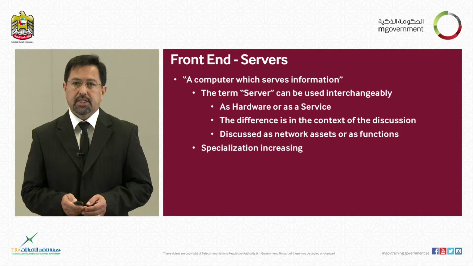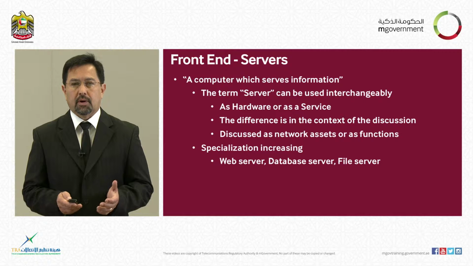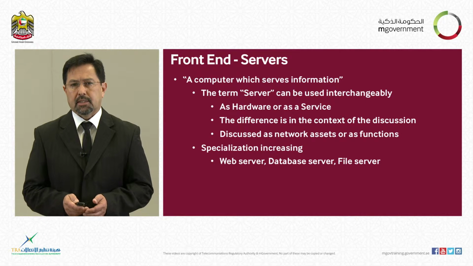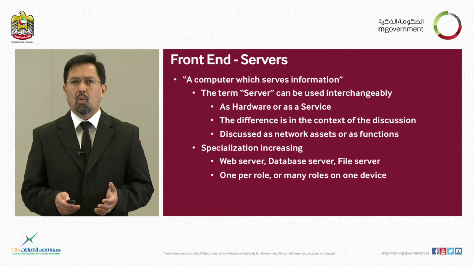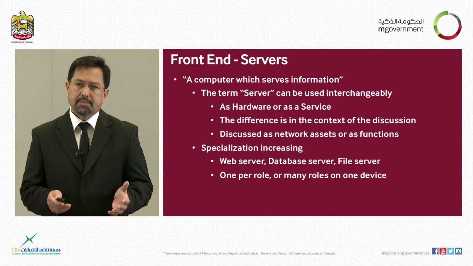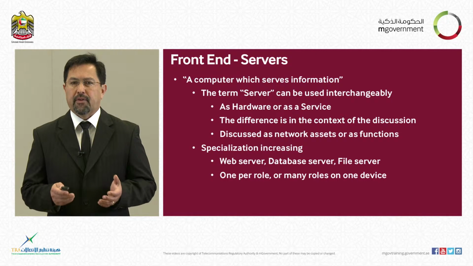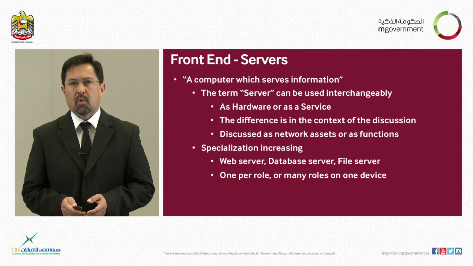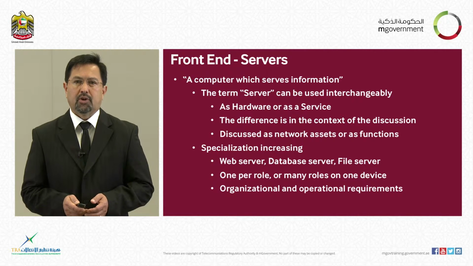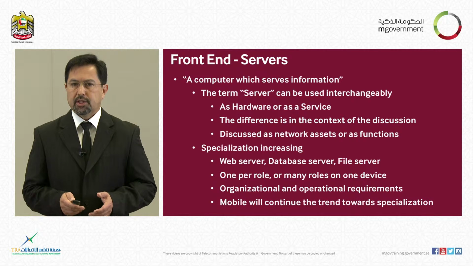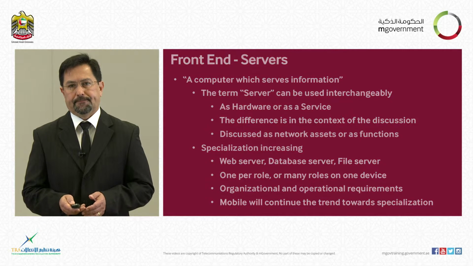Specialization is definitely increasing. Web servers, database servers, and file servers are the typical ones that we've seen over the past 10, 20 years. But that specialization is getting to the point where there's really more one server per role. Sometimes you do see situations where you see many roles in one device, but that's typically found in very small IT shops. The rule is typically one role per server. Organizational and operational requirements are really what drive these differences. And mobile will continue the trend towards specialization, where you see more servers that perform a specific function.